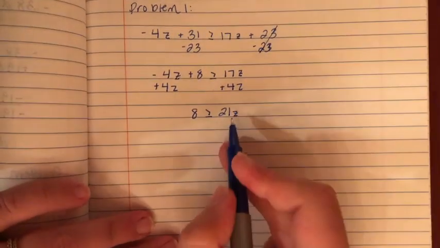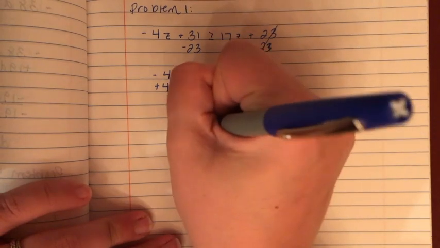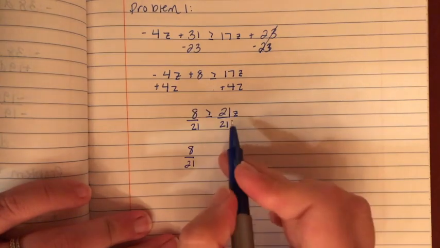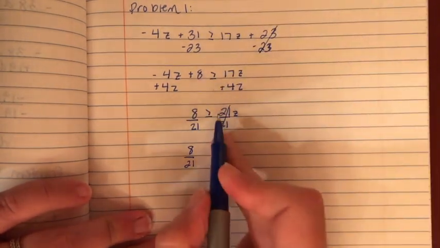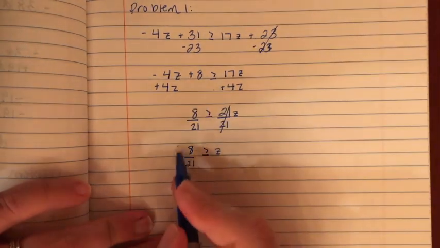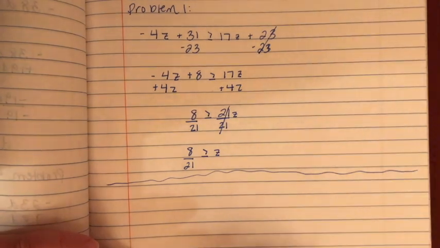Okay, again, my goal is to get z by itself, so I'm going to divide both sides by 21. And I get 8 over 21. I divided by a positive, so my sign gets to stay the same, is greater than or equal to z. And this is the reduced form of this fraction, so that is going to be my final answer.